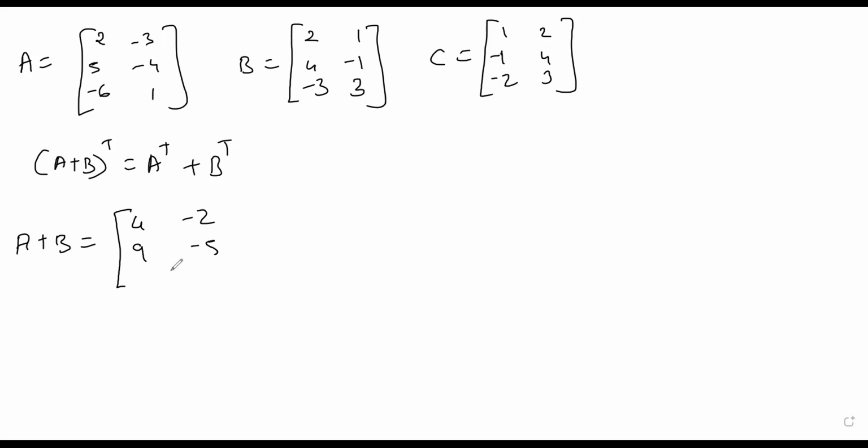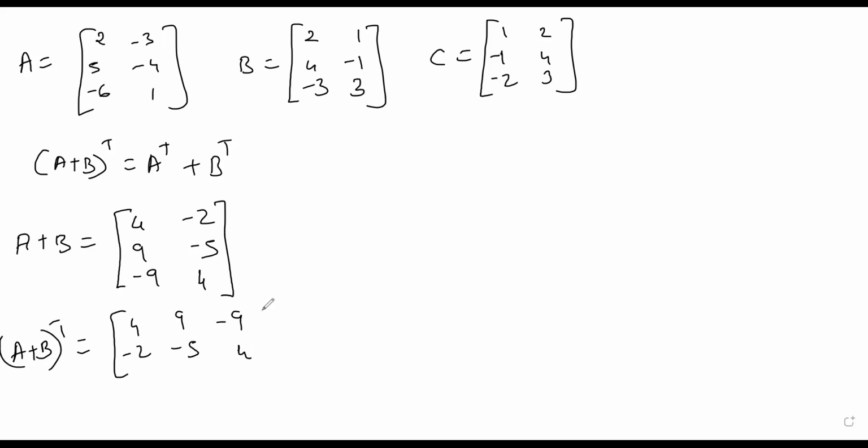Minus 1, minus 5. Minus 6, minus 3, minus 9. 1 plus 3 is 4. अब इसका ब्रैकेट ट्रांसपोज क्या आएगा? 4 minus 2, 9 minus 5 minus 9, 4. This is the transpose of this.